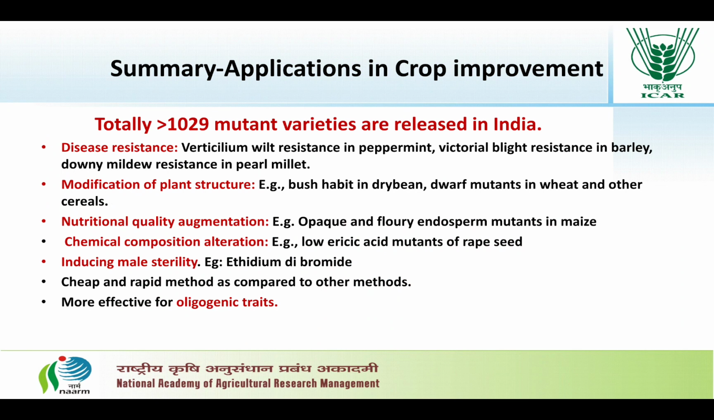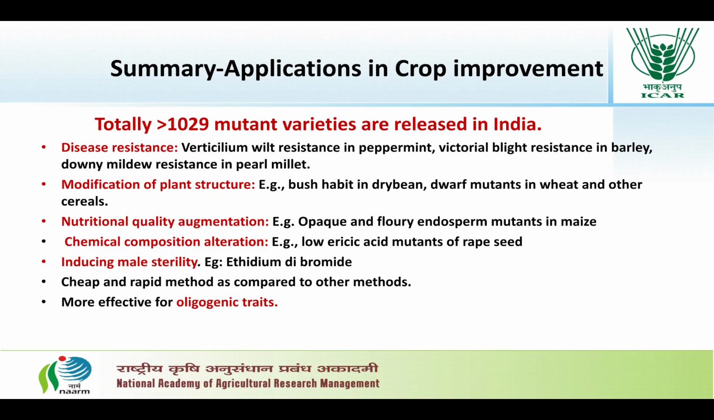So what are the different applications in crop improvement? By using these mutation studies, we have obtained more than 1029 mutant varieties that were released from 1901 onwards, released in India. They have specific characters such as disease resistance, modification of plant structure, nutrition quality augmentation, chemical composition alteration and inducing male sterility. Mutation is a very important crop improvement program because it is a cheap and rapid method when compared with other methods.